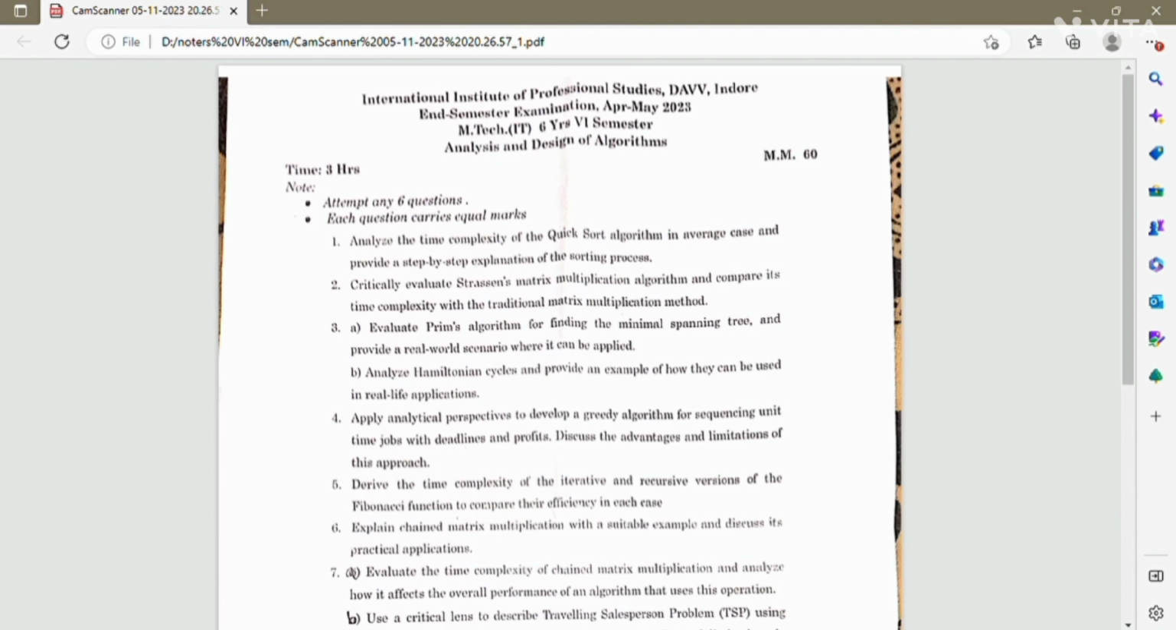Next question. Evaluate Prim's algorithm for finding the minimal spanning tree and provide a real-world scenario where it can be applied. Prim's algorithm is used to find minimal spanning tree. Here are the steps to find the minimum spanning tree.